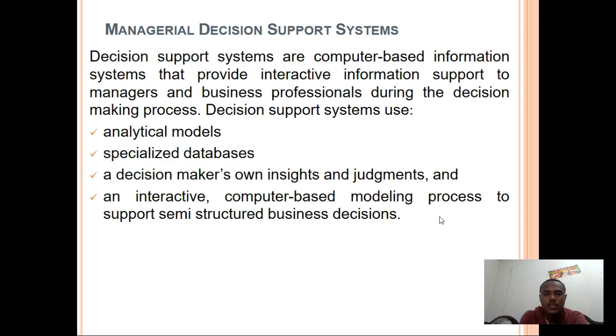Decision support systems are computer-based information systems which provide interactive information support to managers and business professionals during the decision-making process. This DSS uses analytical models, specialized databases, the decision makers' own insight and judgment, and an interactive computer-based modeling process to support semi-structured business decisions.